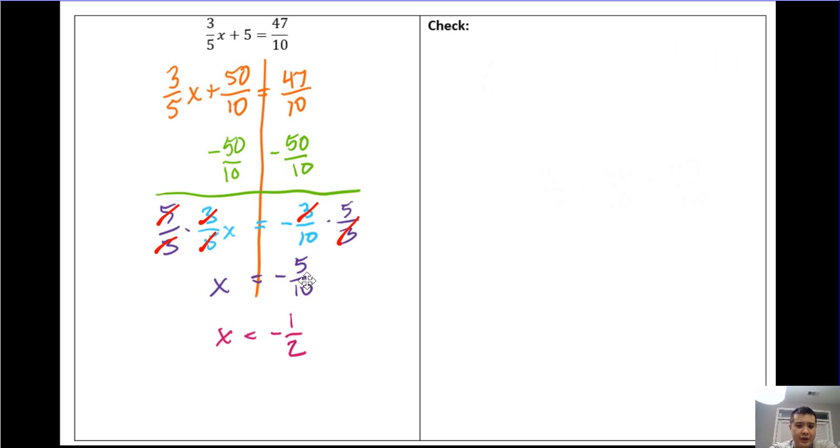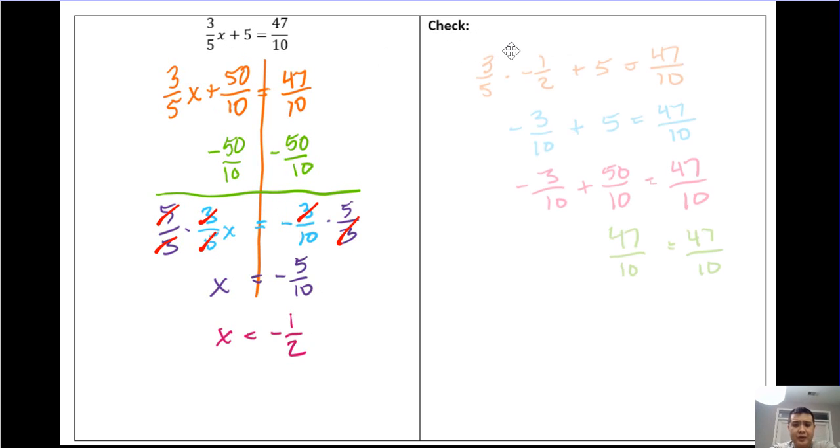Over here, we're going to plug in this negative 1/2 right here. And remember, when we're multiplying fractions, we just multiply across. So 3 times 1 is 3, 5 times 2 is 10, and we have the negative because one of them is negative. Then we have plus 5, which we change into 50 over 10 to get common denominators for addition. And negative 3 plus 50 is 47. So we have 47 over 10. Therefore, we did it correctly.